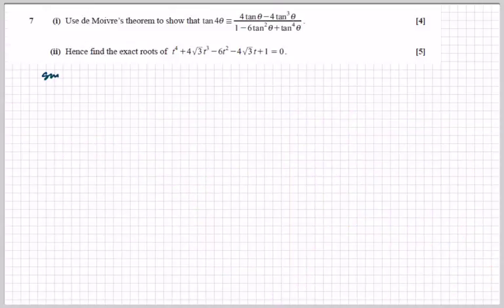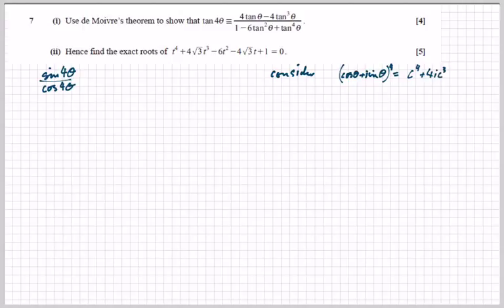Okay. The final question. Using De Moivre's theorem for tan this time, we'll replace tan 4 theta by sine 4 theta over cos 4 theta. We'll need to consider cos theta plus i sine theta all to the power of 4 using De Moivre's theorem. This expansion is cos to the 4 theta plus 4i cos cubed theta sine theta minus 6 cos squared theta sine squared theta minus 4i cos theta sine cubed theta plus sine to the 4 theta.